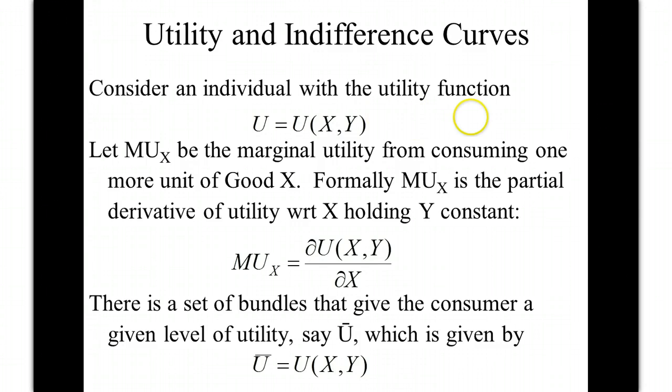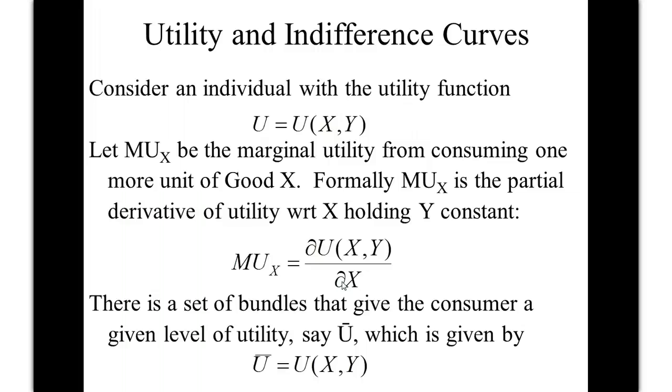So the marginal utility of X is the derivative, or the partial derivative, of a utility function U, depending on X and Y, with respect to X. So what is the change in utility for a change in the consumption of X? Just like the indifference curve, we'll say there's a set of bundles of goods that give the consumer a given level of utility.